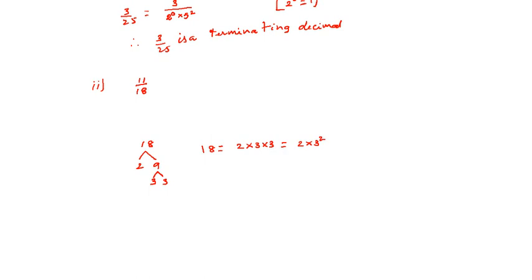Now you write 11 by 18 is equal to 11 by 2 into 3 square. Now here you observe the denominator. In the denominator, what do we need? 2 and 5 are the factors. But what do we get here? 2 is a factor and the other one is not. We get only 3, not 5. What is our property? The denominator is in the form of 2 to the power of n into 5 to the power of m.